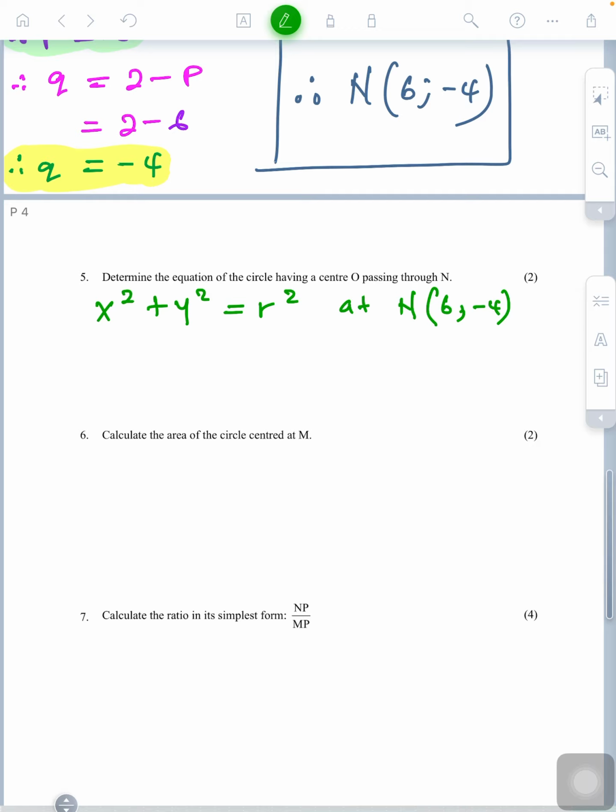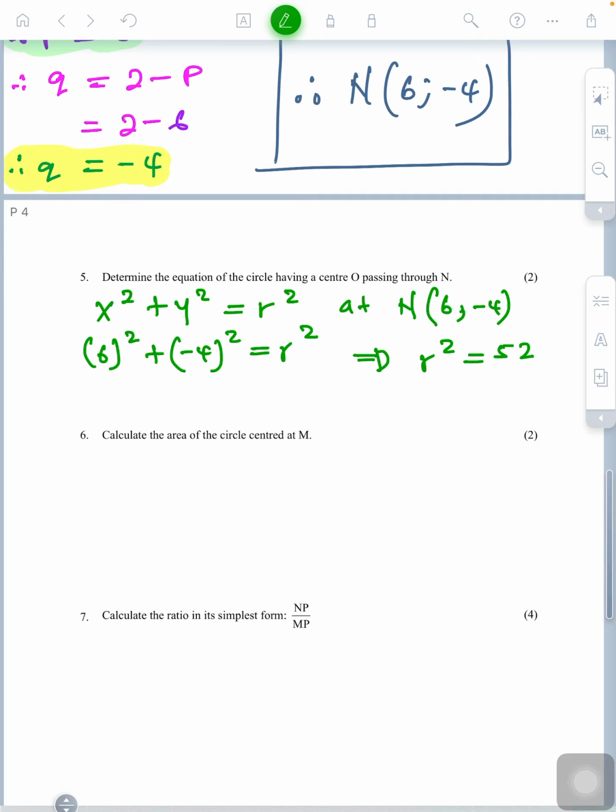Let us do that. So you're going to have 6 all squared for x, and then plus y. What is y? Y is -4. I have to square that, and that gives me r squared. So this implies that the value of r squared is 36 plus 16, which is 52. You can try and work it out, and you guys will tell me what you get there.